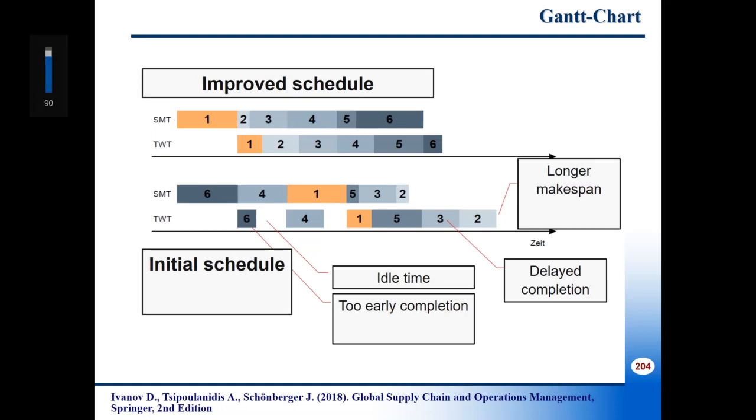In our slide, we can see that improved scheduling is capable of reducing makespan of the entire production process from two machines. The makespan reduction comes from eliminating idle time and resequencing jobs at both machines, and therefore too early completion or delayed completion can be avoided.